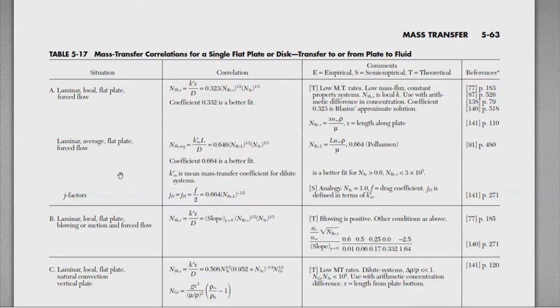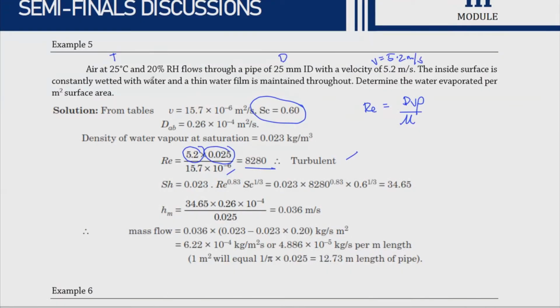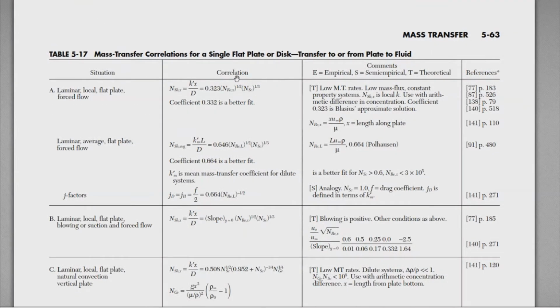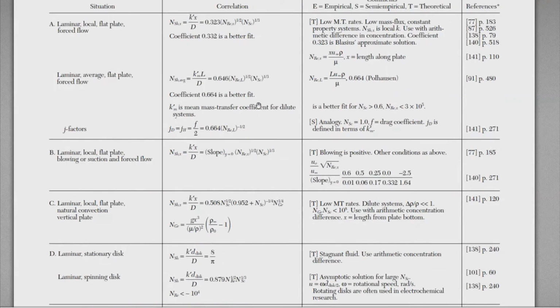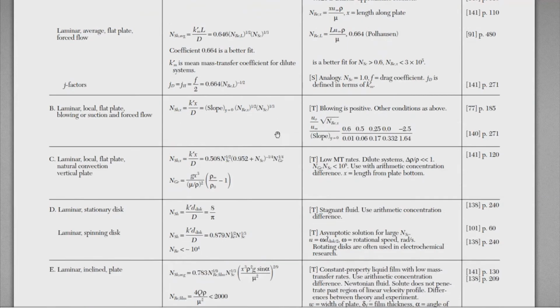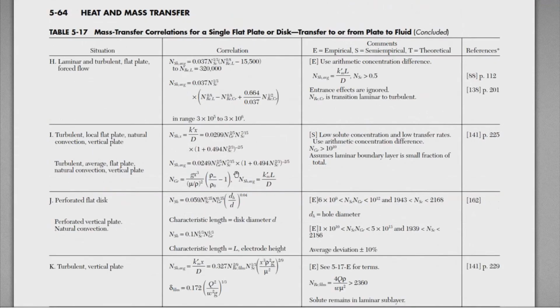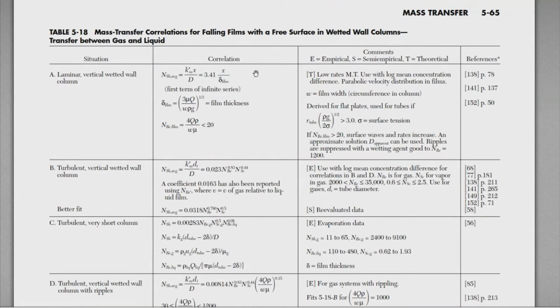Now in the Perry's handbook, there is this table 5-17, and as you can see from here, we have a lot of mass transfer correlations for a single flat plate or disc transferred to or from plate to fluid. And if we go back to our problem, we can see that this is actually a film. So a pipe. So we need to find an expression that has a pipe that we can use instead of having plates. So this is disc and plate, and then we have here also the continuation of that, and we have a lot.